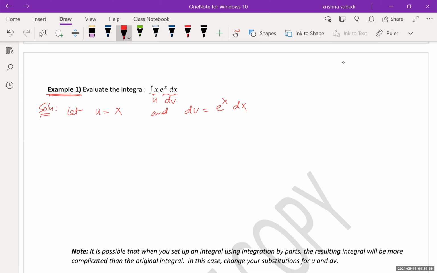Then leave two steps here: step 1, step 2. Let me copy the question as it is: integration of x e to the x dx. Now let me use the formula. The formula is that integration u dv equals u dot v minus integration v du. That's the formula. First, I suggest copying the formula. Now, let us substitute the values. u means x, so we substitute that right there.